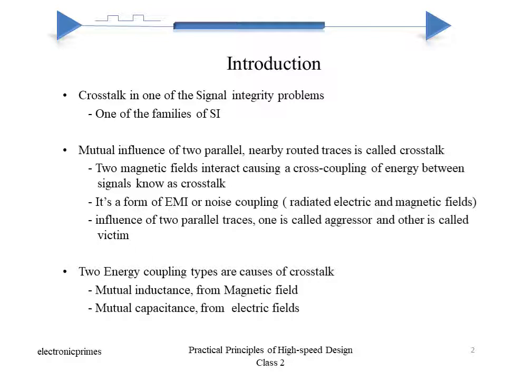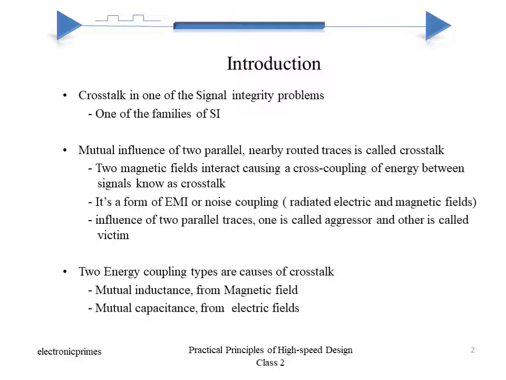Introduction. So today we'll give an introduction on crosstalk. Crosstalk is one of the families of signal integrity. It's an SI problem, and crosstalk occurs basically when there is a mutual interference of any two parallel traces routed nearby, and that mutual influence is called crosstalk.